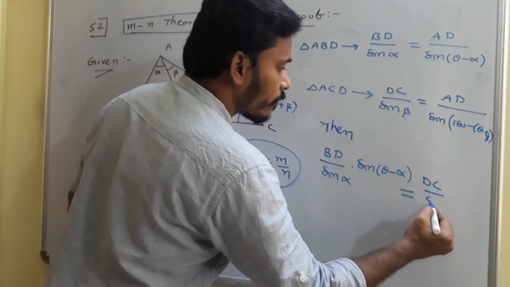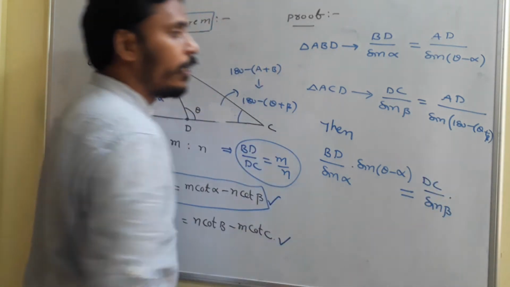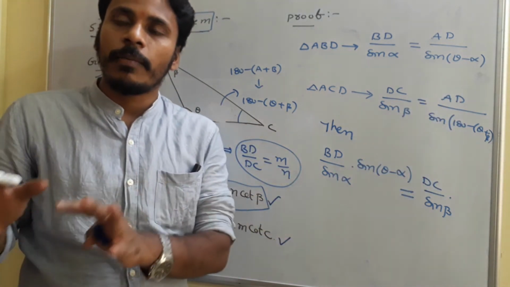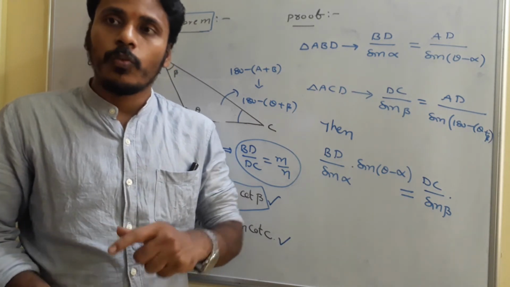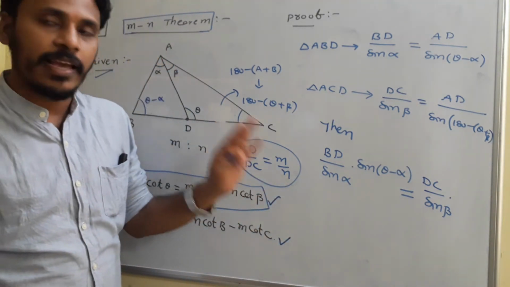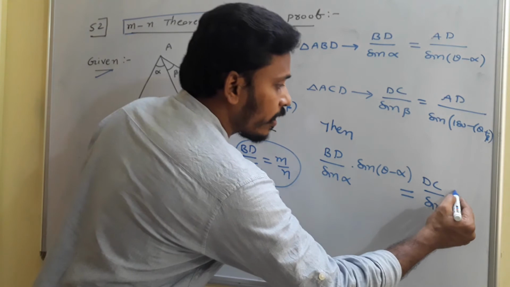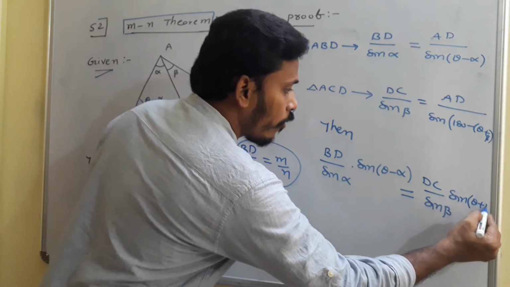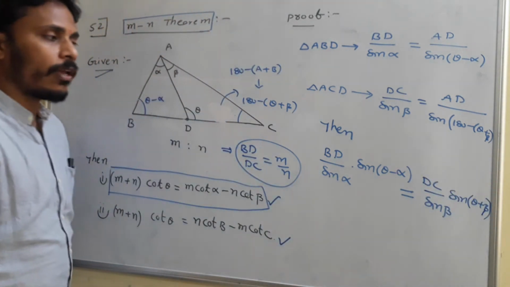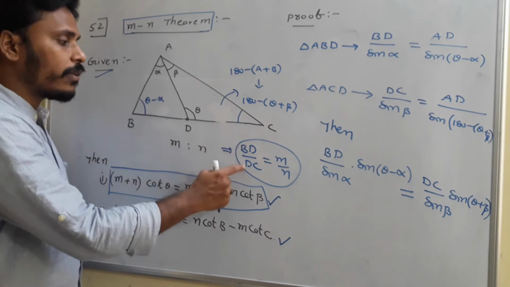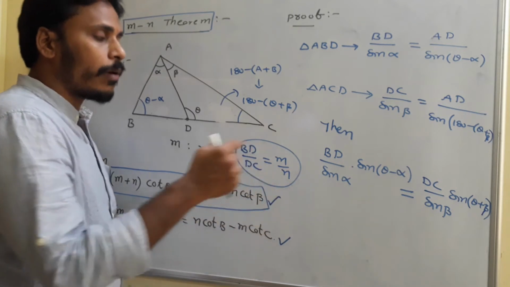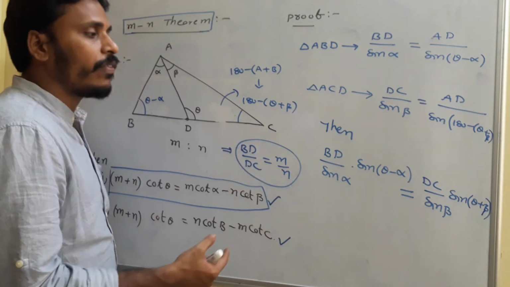DC by sine beta into sine of 180 minus an angle. Sine of 180 minus some x is equal to sine x itself, because 180 minus x is in the second quadrant where sine is positive, so it just gives sine itself. So sine of 180 minus theta plus beta is simply nothing but sine of theta plus beta. So we need to equalize this. Since I have BD by DC, you just send this DC to this side, and the remaining part to that side. We need to analyze how it becomes.